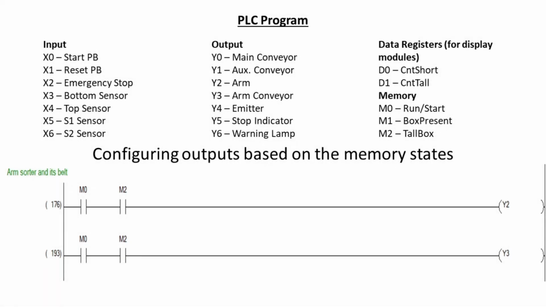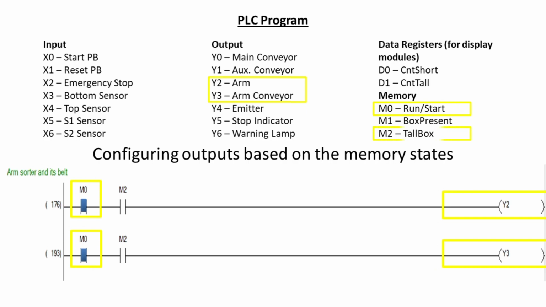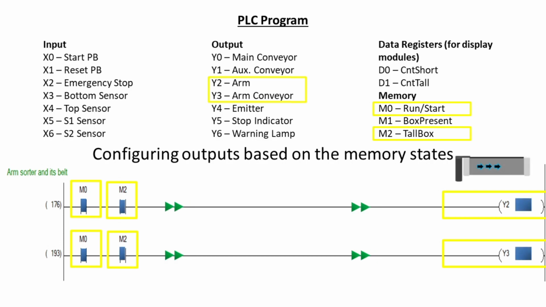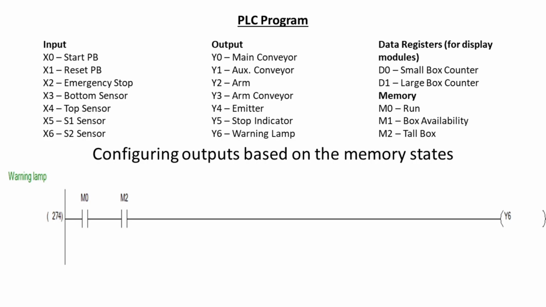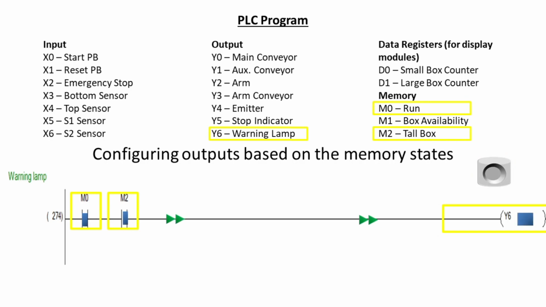To activate the sorting arm and its belt conveyor, the integrated system must be in the run mode, which requires M0 to be set. Additionally, M2 should be in a logical 1 state, indicating the presence of a tall box at the top and bottom sensor's position. Similarly, to activate the warning lamp, the integrated system needs to be in the run mode, with M0 set. Furthermore, M2 should be in a logical 1 state, signifying the presence of a tall box at the top and bottom sensor positions.